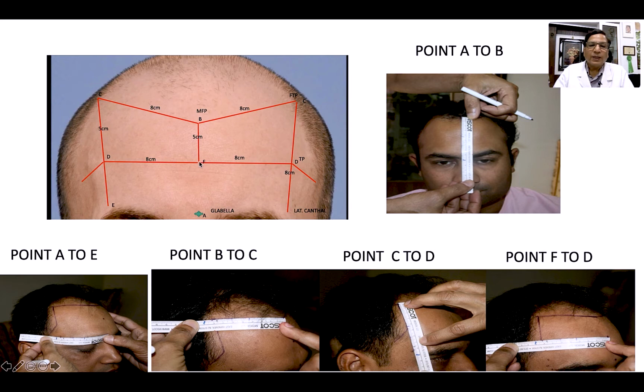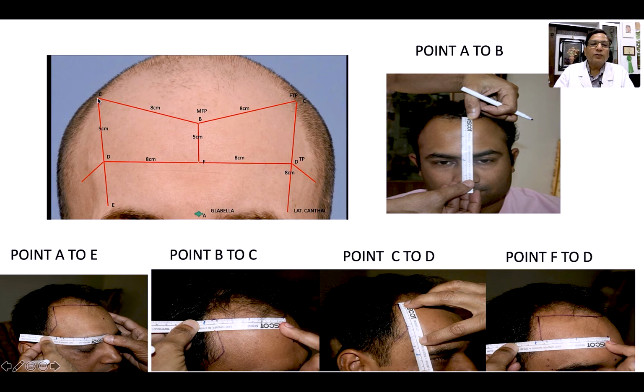From the glabella point, we take two points, D and D dash, on the lateral canthal point. We call them the lateral canthus point. This distance is fixed at 8 centimeter. So you have a point at the glabella and a point at the lateral canthus. These are the two important landmarks, and after taking them, you mark the frontotemporal point.